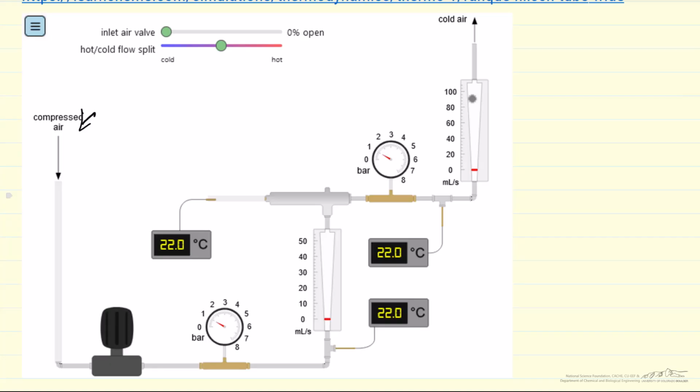The simulation allows us to change the split. There's a valve in the Hilsch tube that splits how much comes out the cold side and how much comes out the hot side. And then we can change the air valve, how open that valve is, which then determines the inlet pressure so that we have flow through the system. So let's look at the simulation.